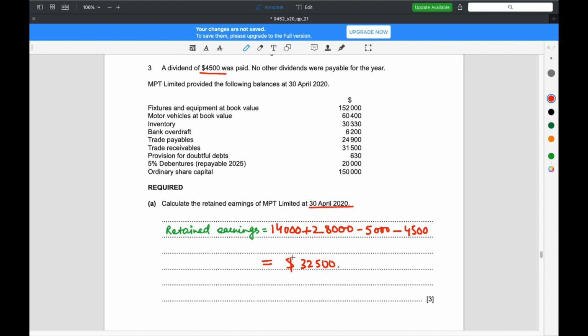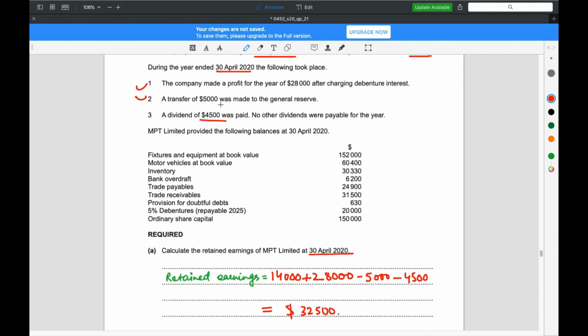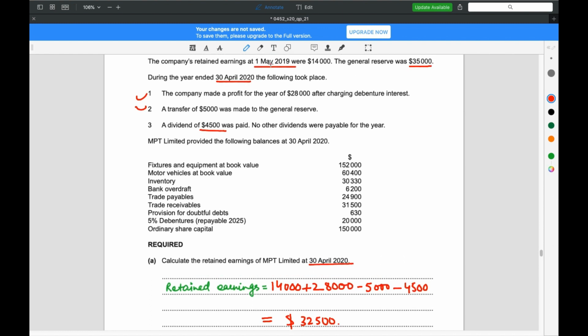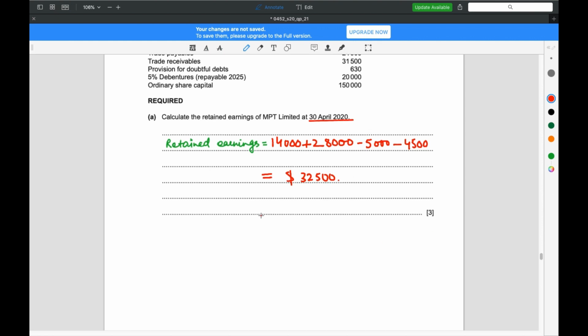$32,500 in your retained earnings account. So you made a profit, you add that to the retained earnings at the start of the year, you made a transfer to the general reserve, and you paid out dividends. Both of these are going to be subtracted from the retained earnings account because they were paid from the retained earnings account. So easy 3 marks there.